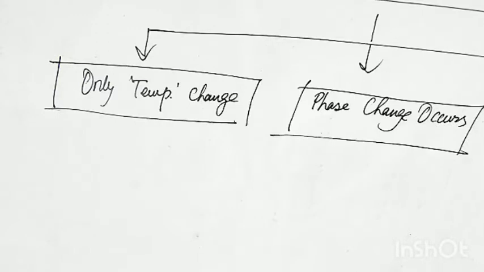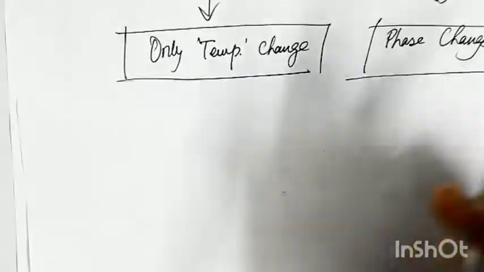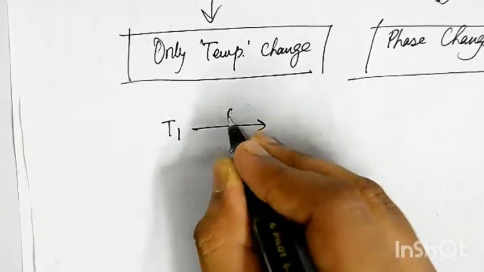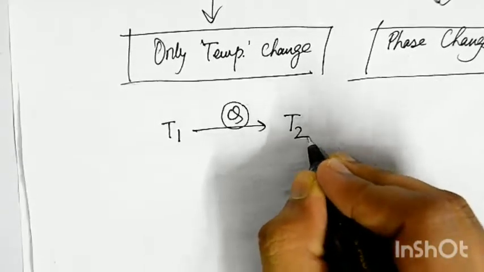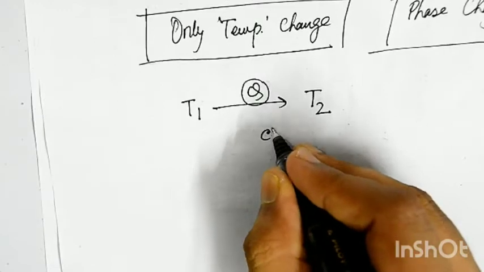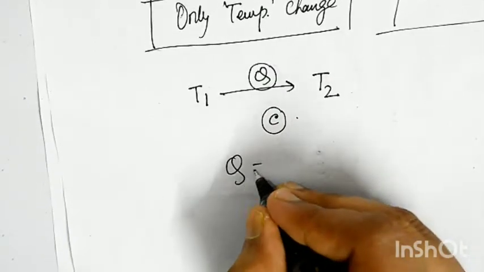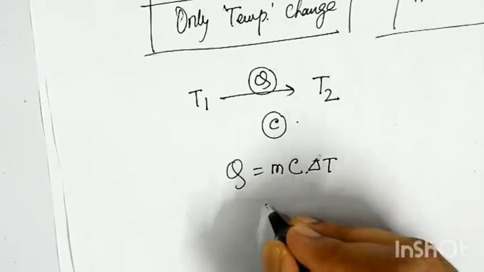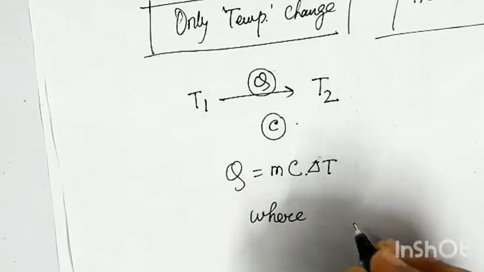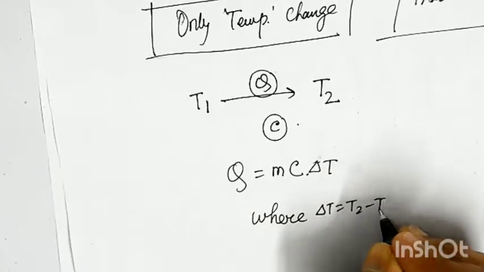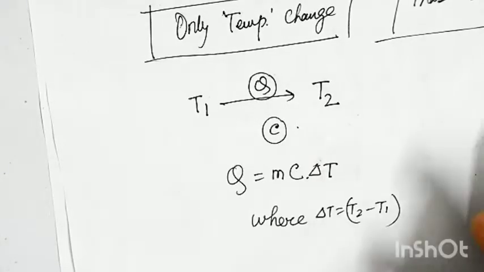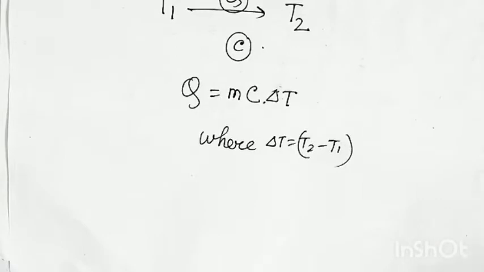See, first of all, the cases where only change of temperature is occurring, like an object was at temperature T1, it was heated by Q amount of heat and it reached temperature T2. If the specific heat of the object is given as C, then the amount of heat required is Q equals mc delta T. What is this delta T? Delta T is equal to T2 minus T1. Clear? That is the change in temperature, m is the mass and C is the specific heat.